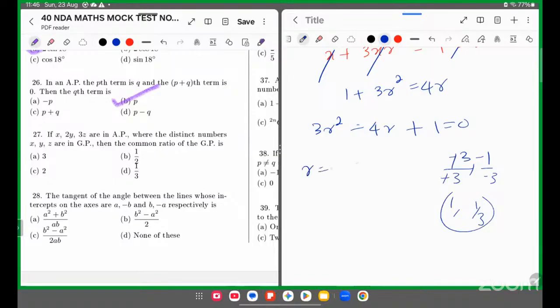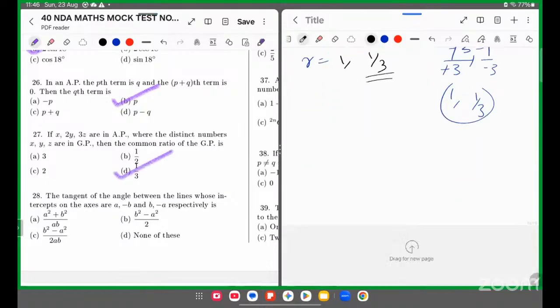If you solve this quadratic equation, you will get r equal to 1 and 1 by 3. So the common ratio here, from the available choices, we can consider r equal to 1 by 3. So option D is the correct answer.